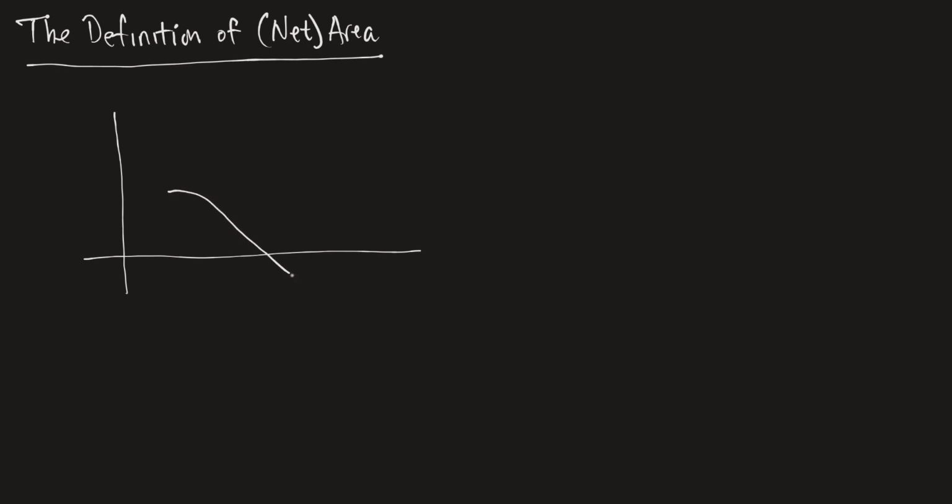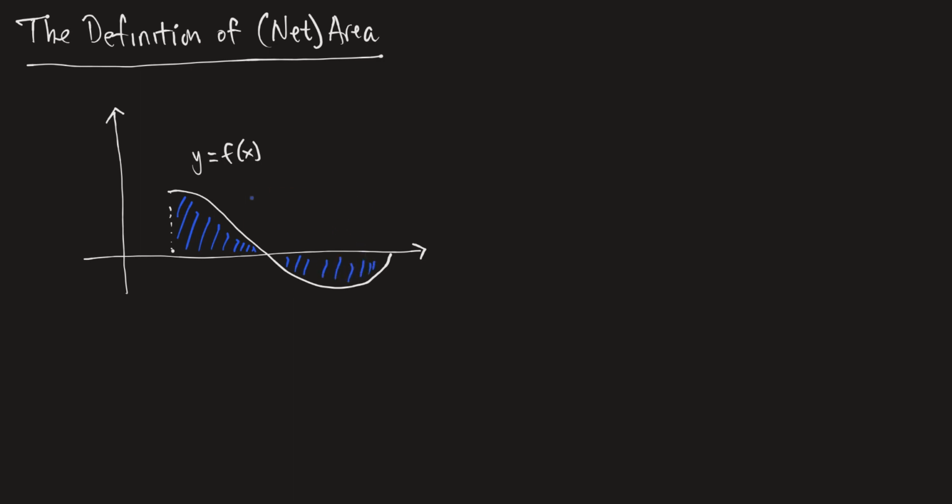So let's say you have a function. So this is y equals f of x. We have our axes there. And let's say that this is our region. And it just so happens that part of the region is above the horizontal axis and the other part below.